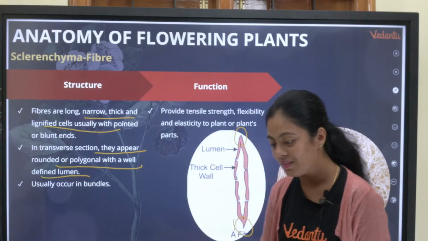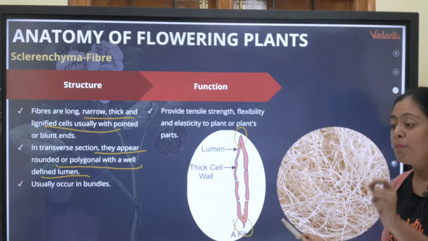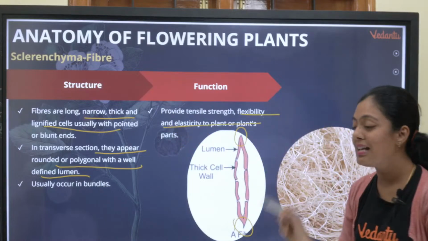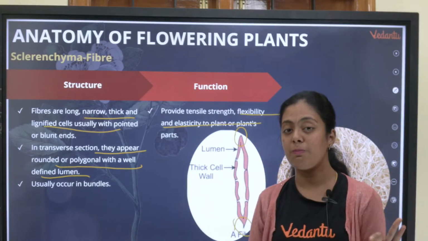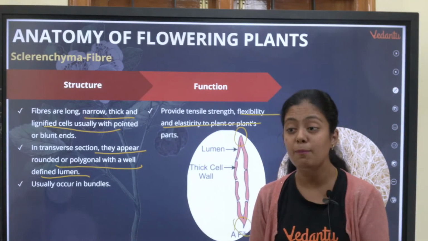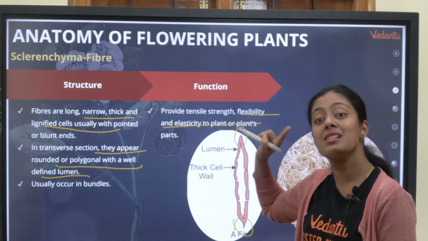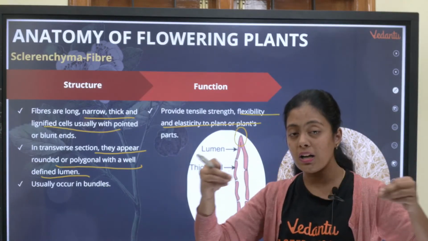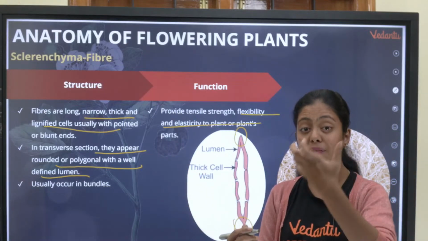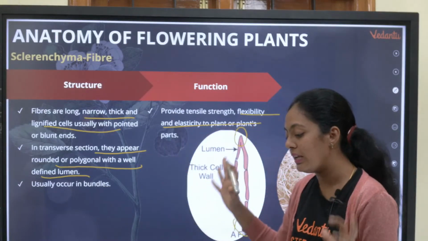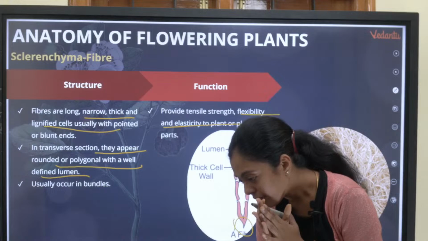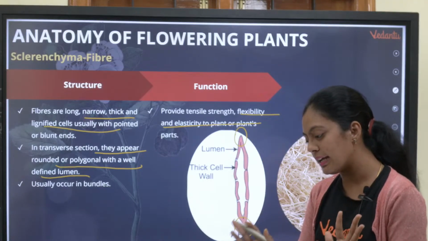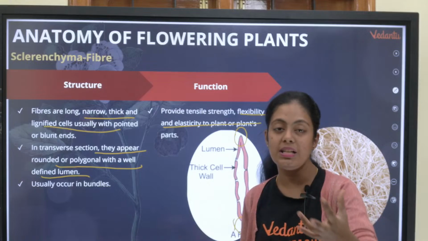Whereas sclereids don't occur in bundles; they are loosely packed. The function of fibers is that they provide tensile strength, flexibility and elasticity to the plant or plant parts. Jute fiber and hemp fiber are examples of sclerenchyma fibers. The coconut fibers and the coconut shell are also examples of sclerenchyma. They are loosely arranged, with intercellular spaces.